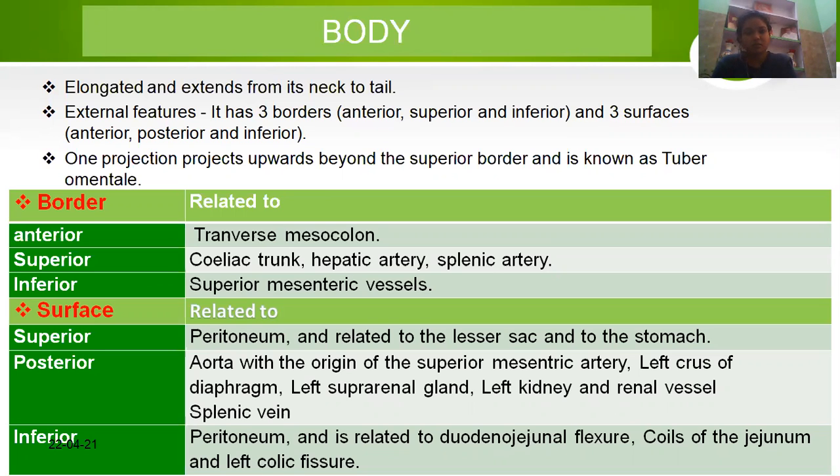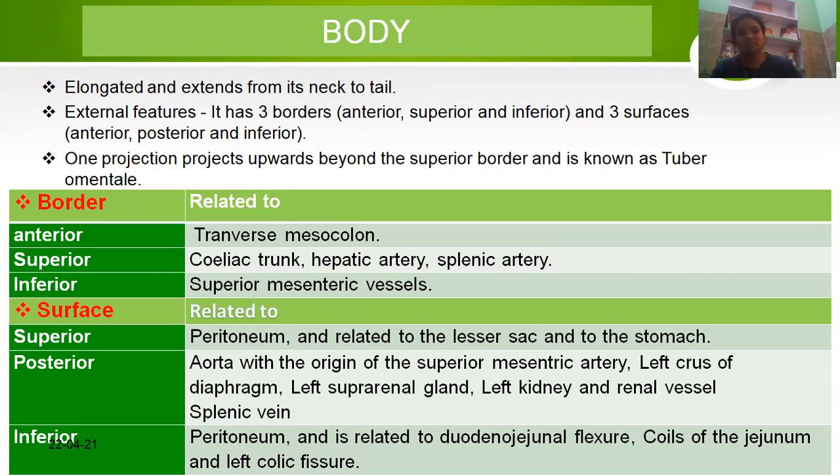So the body has three borders, anterior, superior, and inferior. The anterior border is related to the transverse mesocolon. The superior border is related to the celiac trunk, hepatic artery, splenic artery, and the inferior border is related to the superior mesenteric vessels. The body has three surfaces also, superior, posterior, and inferior. The superior surface is related to the peritoneum and to the lesser sac and the stomach.